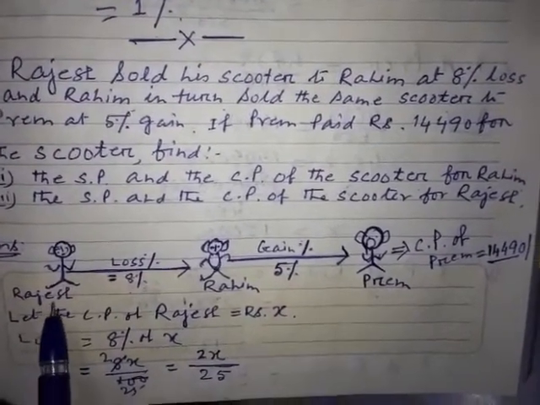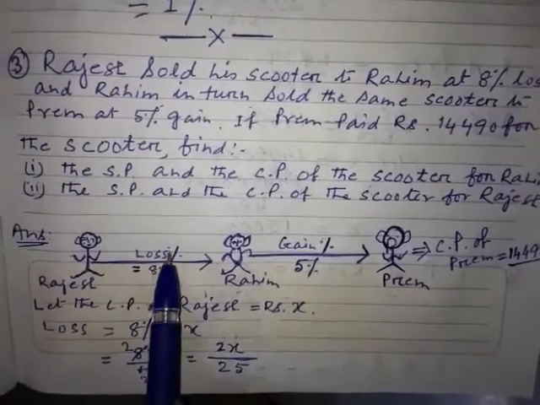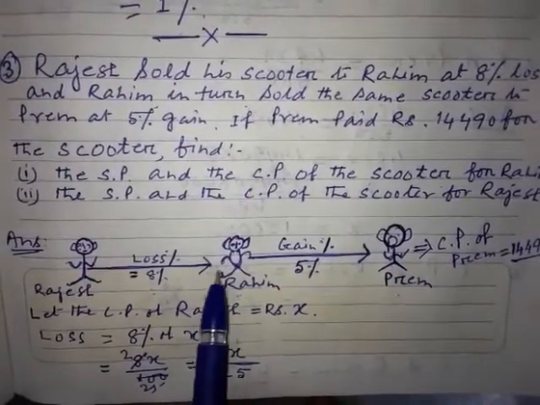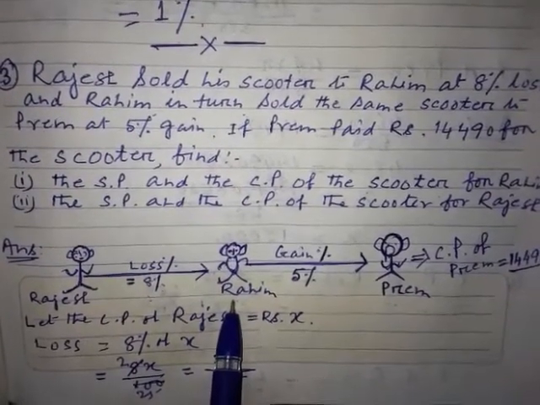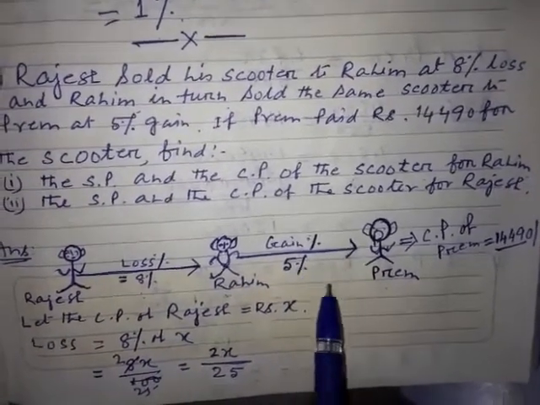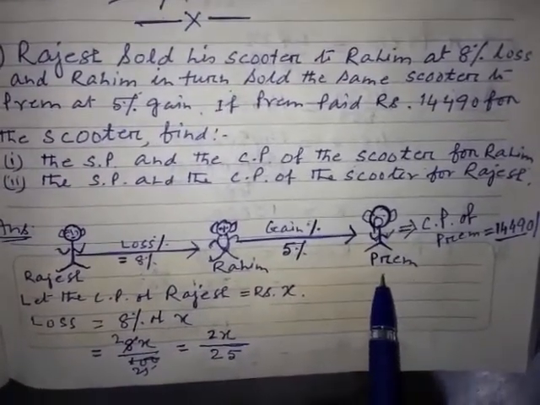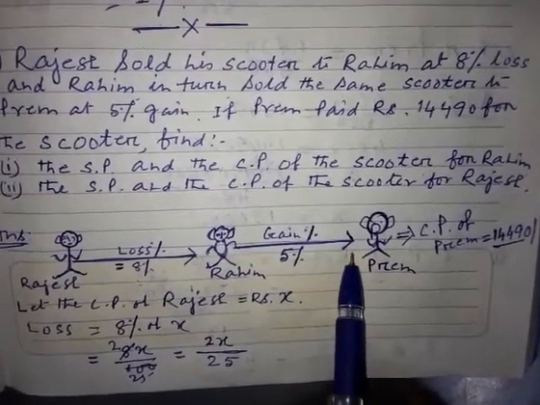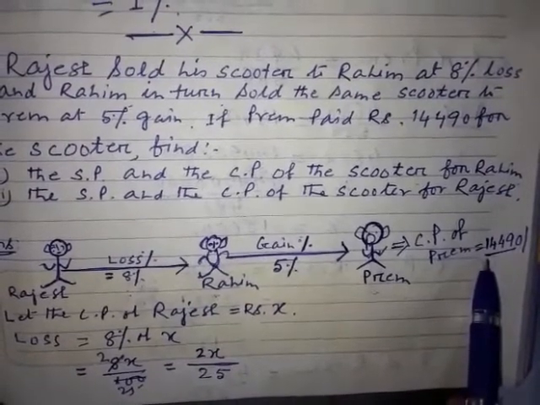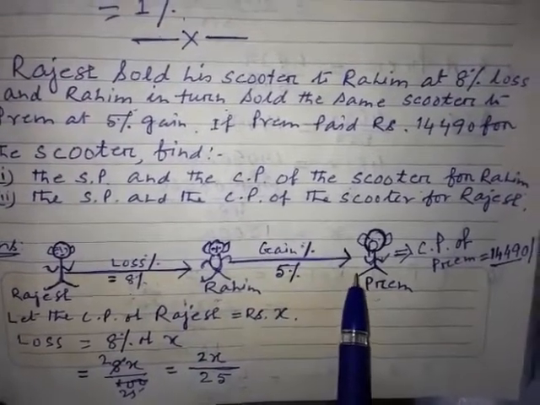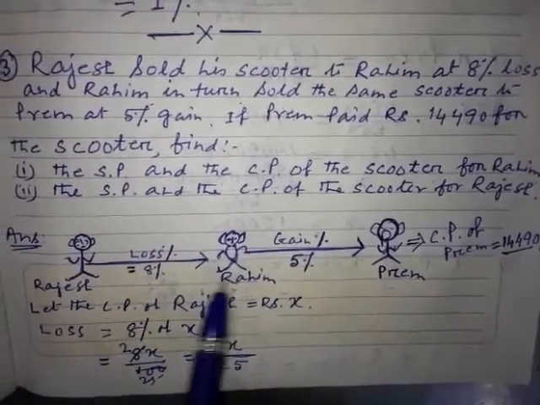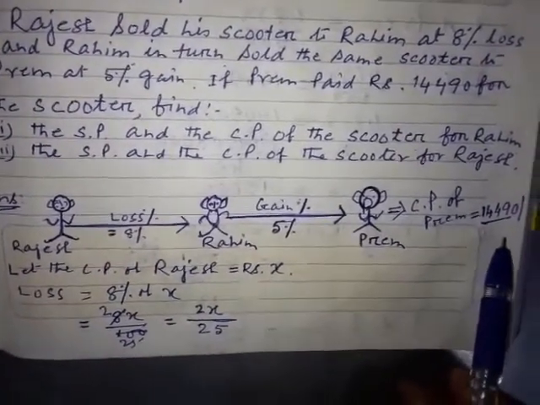So I made it clear. What did Rajesh do? When Rajesh sold it, he sold it at 8% loss. Now whatever Rajesh's selling price, that will be the cost price of Rohim. Now Rohim sold it for 5% gain. Now, whatever Rohim's selling price, that will be the cost price of Prem. So, Rohim's selling price is equal to how much? 14490. Because whatever Rohim's selling price, that will be the cost price of Prem. So, if you understand this diagram, easily you will be able to understand the problem.